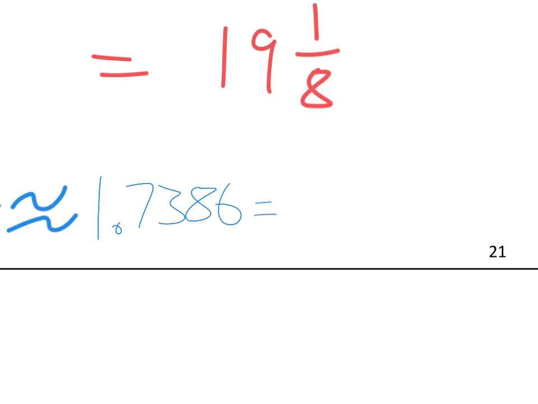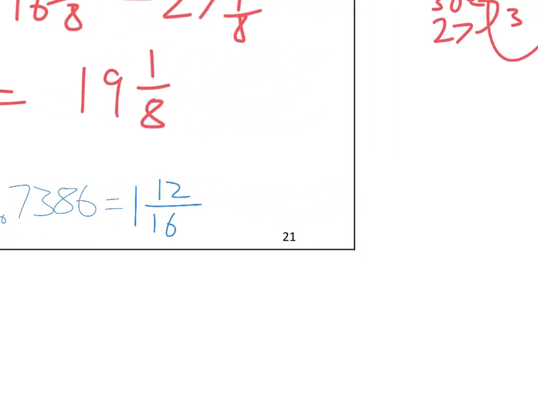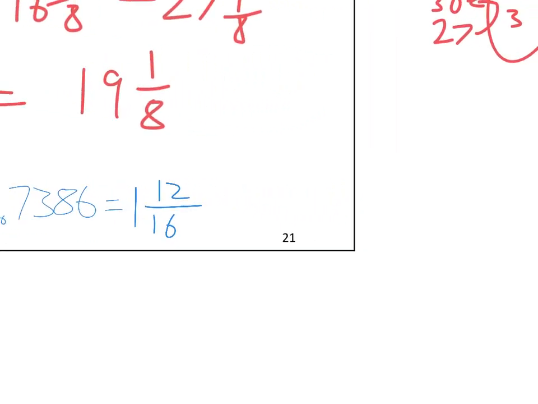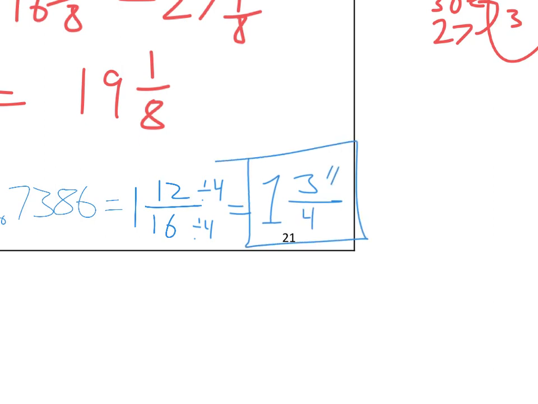So this is equal to, and we have 1 whole inch still, right? And 12 sixteenths. Now we want to clean that up. We can simplify 12 sixteenths. What goes into 12 and 16? I think 4 does. So we can divide by 4 on top and bottom. And this gives us 3. 12 divided by 4 is 3. 16 divided by 4 is 4. 1 3/4 inches, all right?